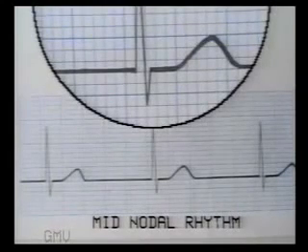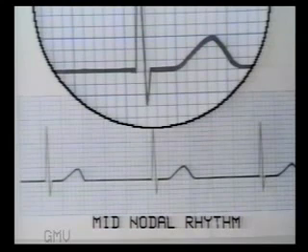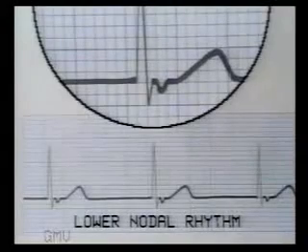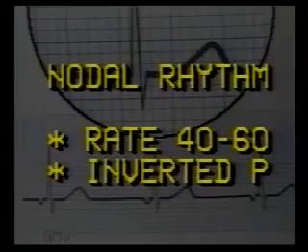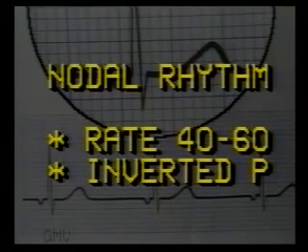This ECG is similar with heart rate of 60 per minute. QRS complex is normal and there is no P wave as it is merged in the QRS complex. This is called as mid-nodal rhythm. This is again a nodal rhythm with slow heart rate, but P waves occur immediately after the QRS complexes. This is called as lower nodal rhythm. So the characteristics of a nodal rhythm are: number 1, slow rate of 40 to 60 per minute, and inverted P wave just before, within or just after the QRS complex.